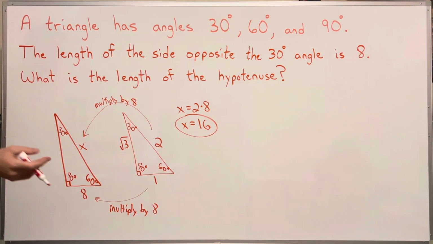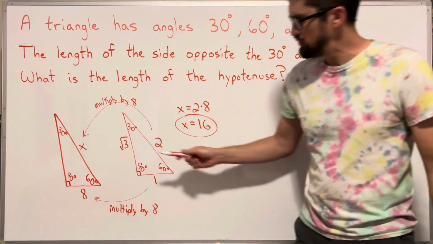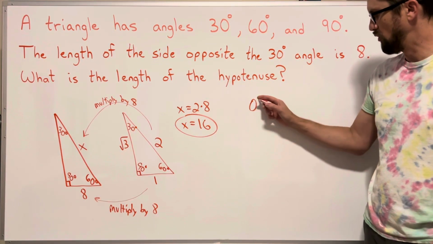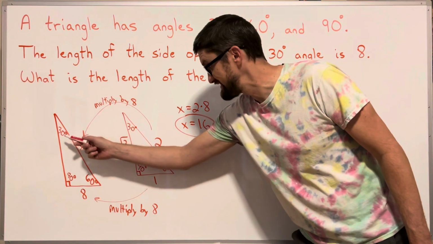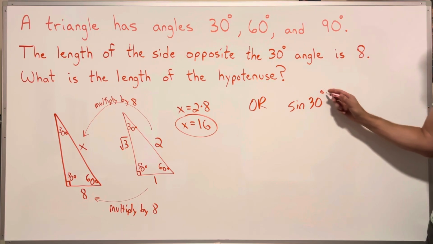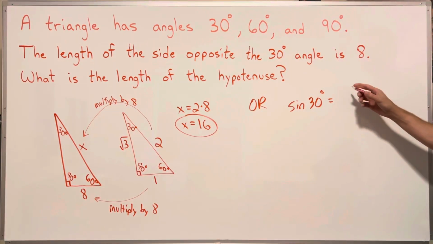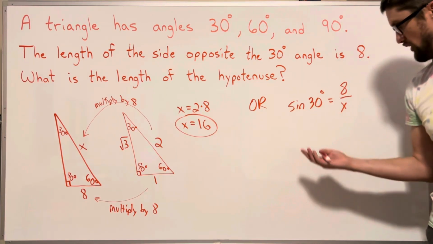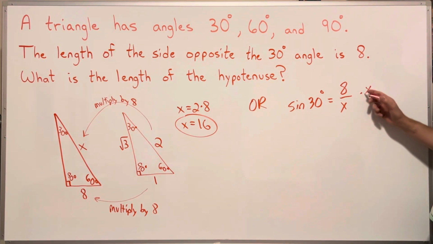There's another way you can do this. If you're familiar with trigonometry, you could use the sine function. Using trigonometry, the sine of 30 degrees gives you the opposite side over the hypotenuse. The opposite side being 8 over the hypotenuse x. Of course, you would need a calculator, or if you know what the sine of 30 degrees is, you can solve this for x by multiplying both sides by x.